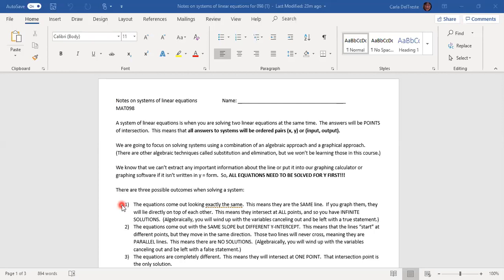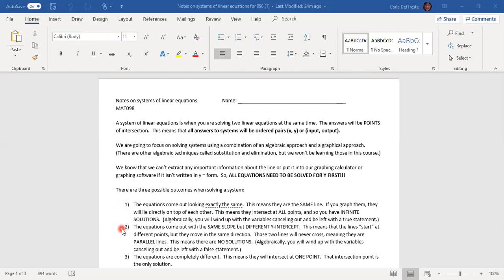Algebraically, we saw infinite solutions because the variables cancel out and you'd be left with something that's true, and it's always true no matter what. And so we would have infinite solutions. If you remember, you would have the option to write either infinite solutions or all real numbers. Now we're going to focus on infinite solutions because you're talking about an x and a y, so a set of ordered pairs. So we're going to say infinite solutions.